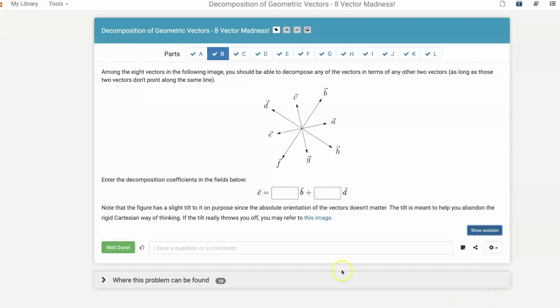Part B. We need to find c as a linear combination of b and d. C is right here, and b and d are right here. So here's how I solve this problem. c is definitely aligned with the sum of b plus d. In my mind, I can complete the parallelogram formed by b and d. It's actually a square. And I realize that what I will get when I add together b and d is twice c. So I need half of b and half of d, because I need not twice c, but precisely c, and b plus d is twice c. I need to take half of that sum, in other words, half of each of the vectors.